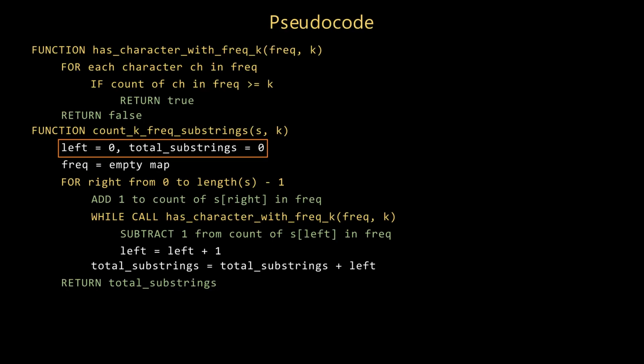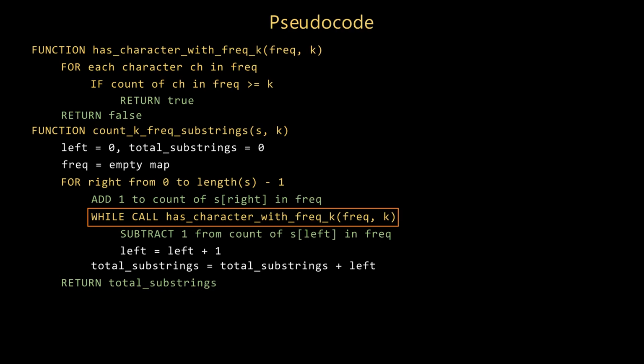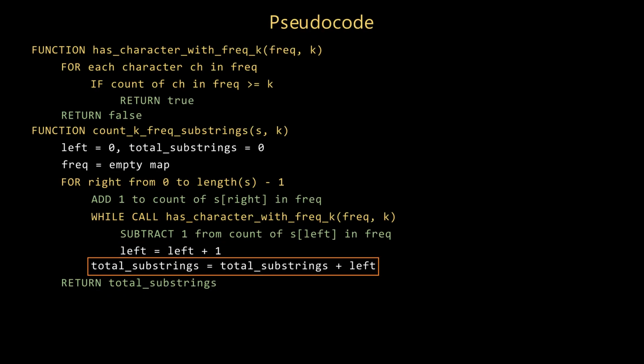Initialize left and total substrings to 0. Start with an empty frequency map. Expand right across the string. Increment the count of the new rightmost character in the map. While the helper still reports a character at or above k, decrement the count for the character at the left edge and advance left by 1. Add the number of valid starts, which equals left. Return the total substring count.